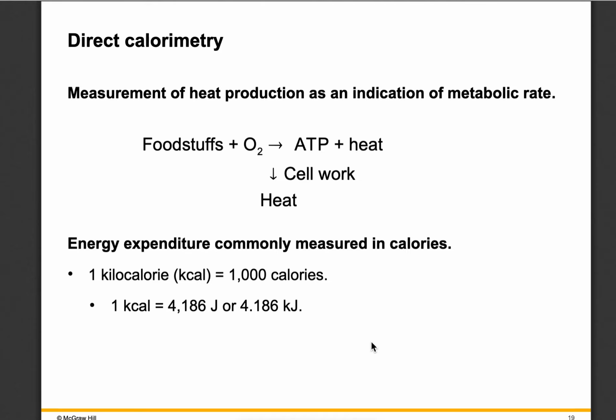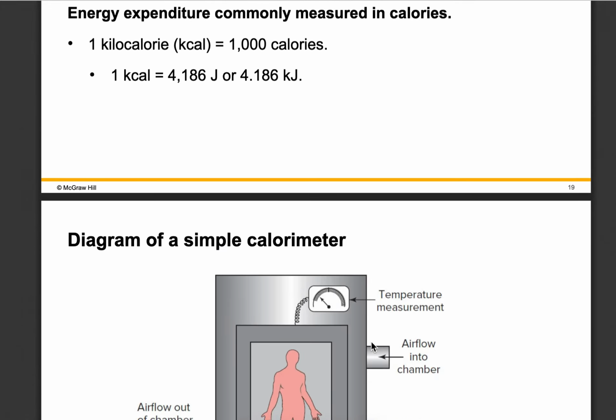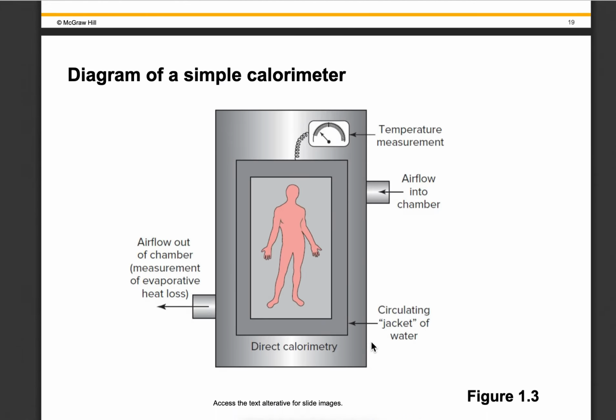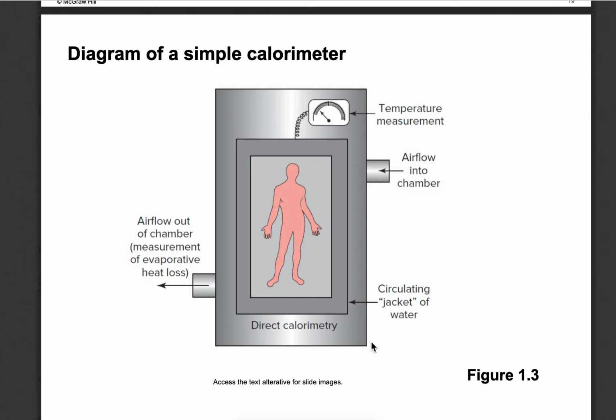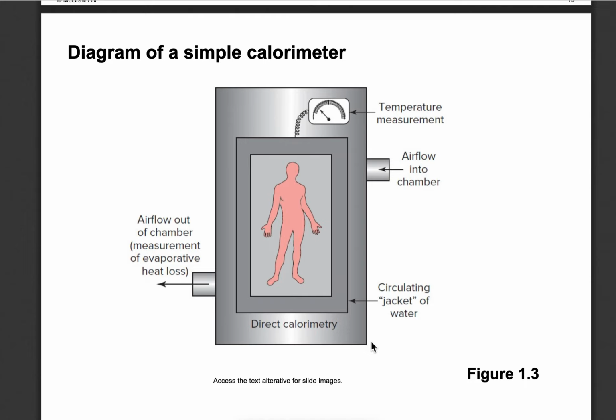Now, some of you might be saying, well, how do we measure heat that someone gives off? Wouldn't that be pretty hard? And it's not the easiest thing to do. And so this is a simple diagram of how you would measure direct calorimetry, or someone's metabolic rate directly.